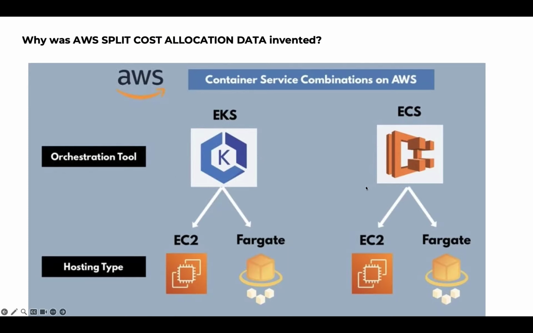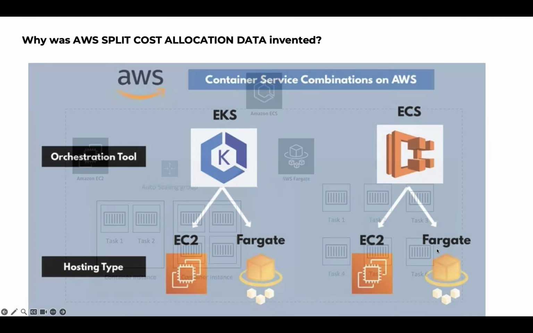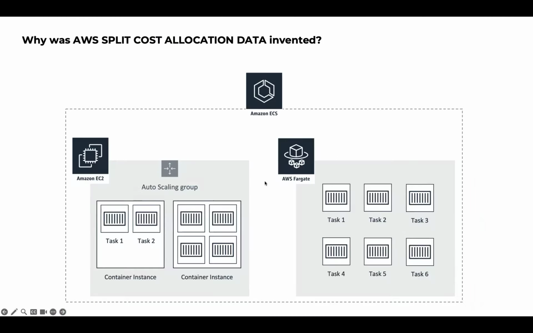Both of these can actually run in either a serverless model, which is called Fargate, or based on virtual servers, which is EC2, right? So you can have EKS on EC2, ECS on EC2, EKS using Fargate, and similarly ECS using Fargate. Now, diving into a little bit of details about those two options, basically the serverless option as well as the server-based option on the left.